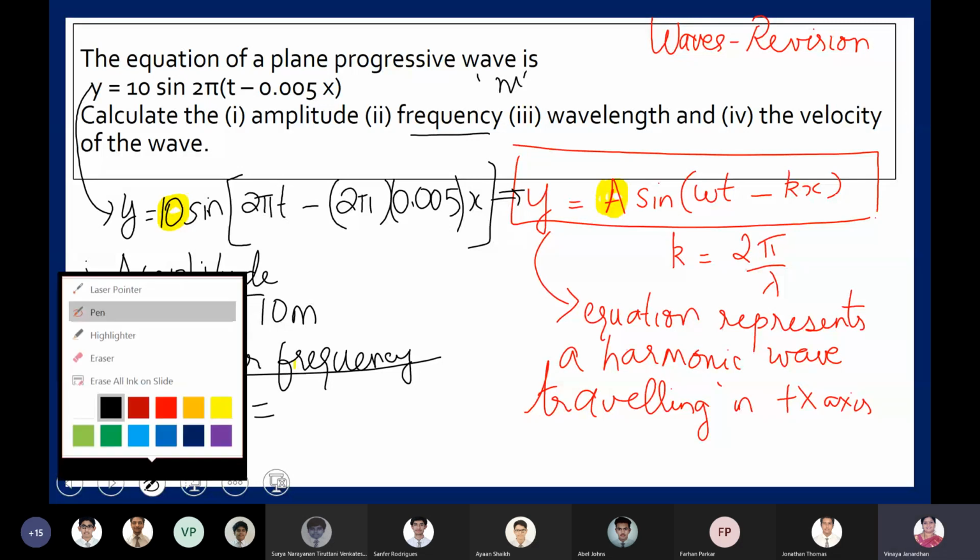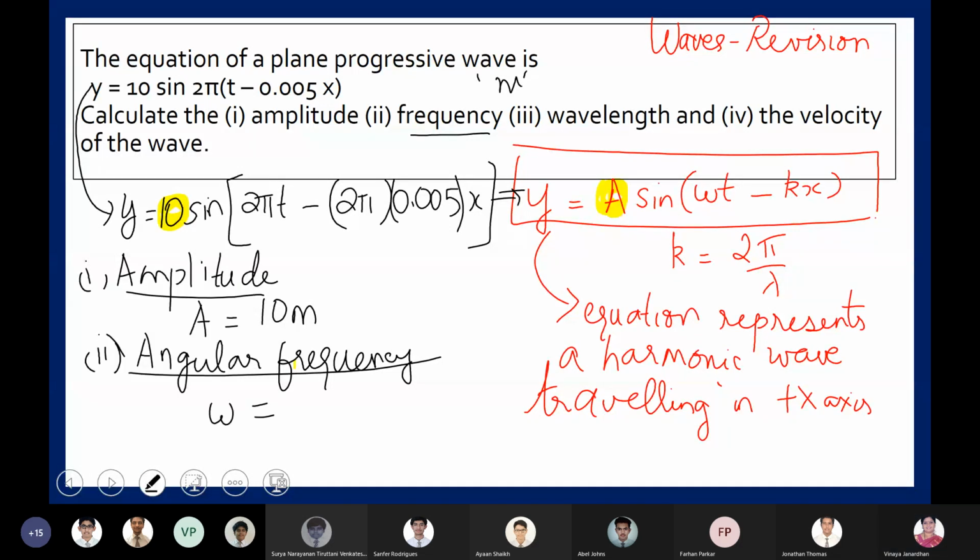Now compare the equation, boys. This is sin(ωt); omega is the coefficient of t. Look at this. Now tell me the value of omega. Ma'am, 2π. Yes, 2π radians per second. Boys, you should know the standard equation, then you can compare.